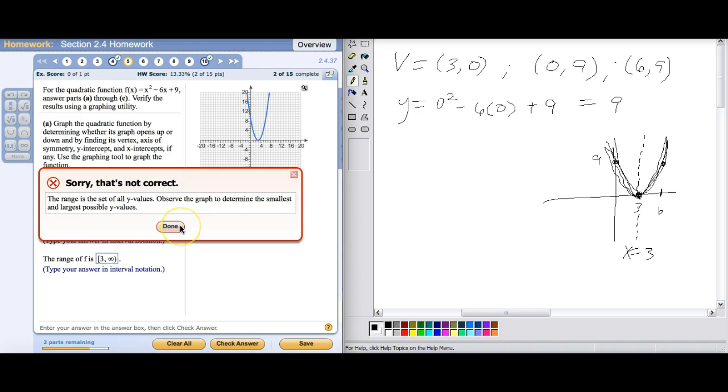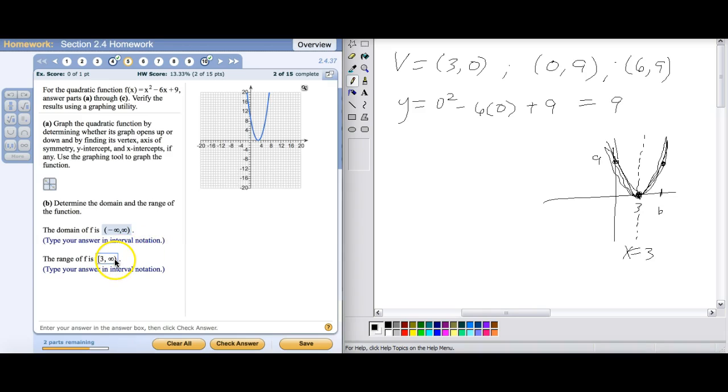So let's see, it didn't like something that we did, so let's figure it out. Oh, sorry. Yeah, this shouldn't be from 3, it should be from 0 to infinity. Because I was looking at x values instead of y values. So, yeah, it should be from 0 to infinity.